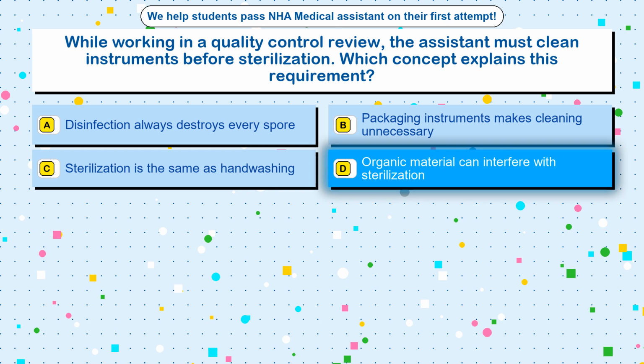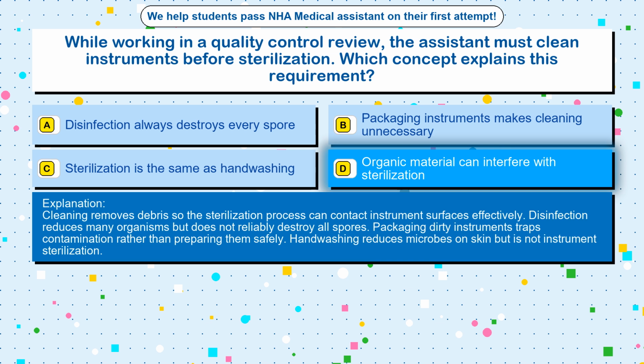Organic material can interfere with sterilization. Cleaning removes debris so the sterilization process can contact instrument surfaces effectively. Disinfection reduces many organisms but does not reliably destroy all spores. Packaging dirty instruments traps contamination rather than preparing them safely. Hand washing reduces microbes on skin but is not instrument sterilization.